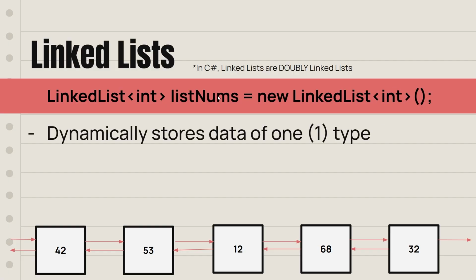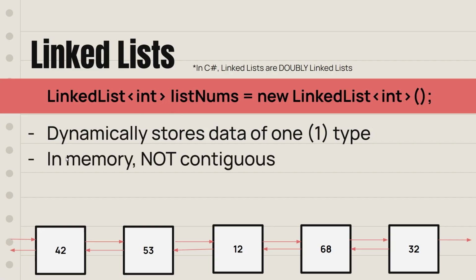Pretty straightforward. Linked lists are dynamic. They're able to adjust their size according to the needs of the program. And of course, they can only store data of one type. In memory, linked lists are not contiguous. So the data for linked lists can be placed anywhere in memory, and it does not have to be right next to each other, which is pretty cool.